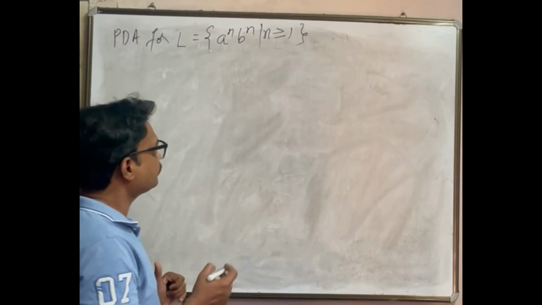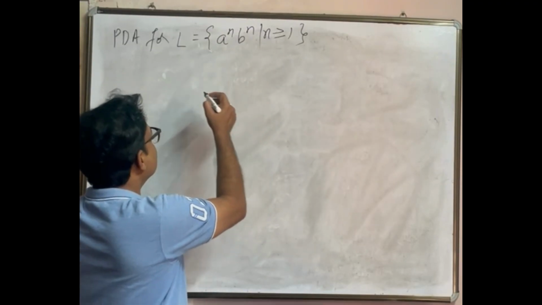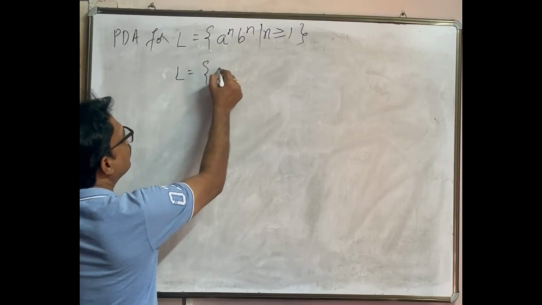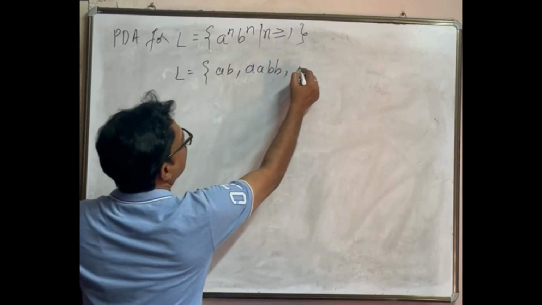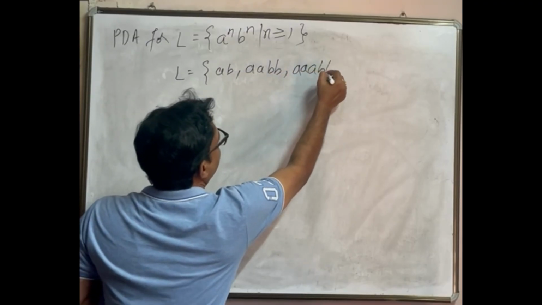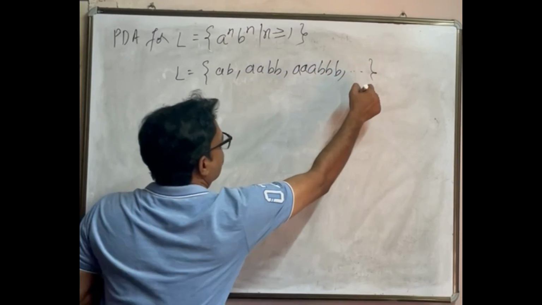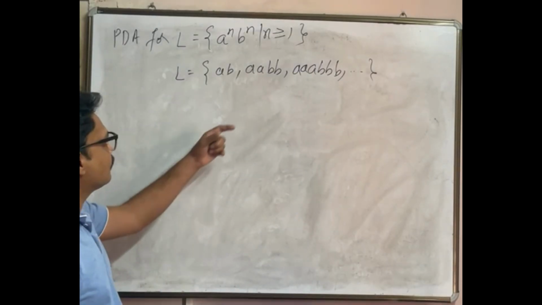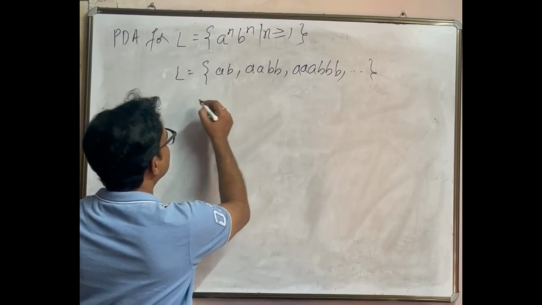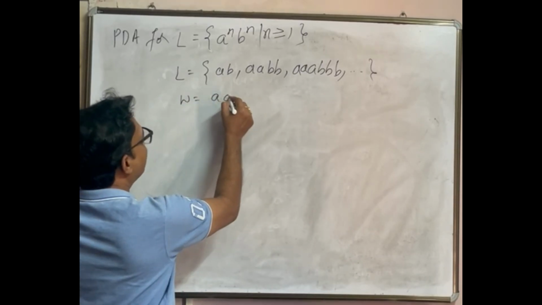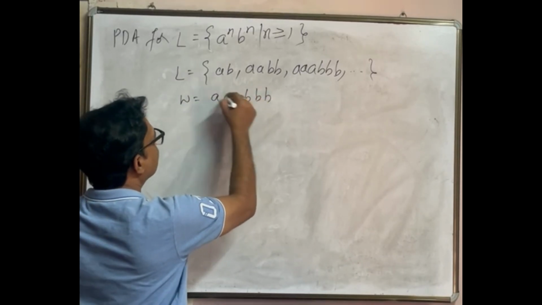Now, possible strings can be AB, AABB, AAABBB and so on. Now let us take one string as an example. Let it be this string, that is W equal to AAABBB.